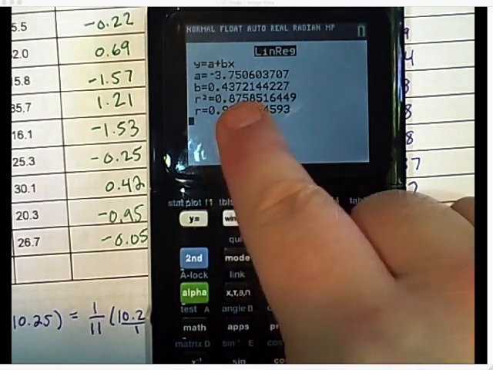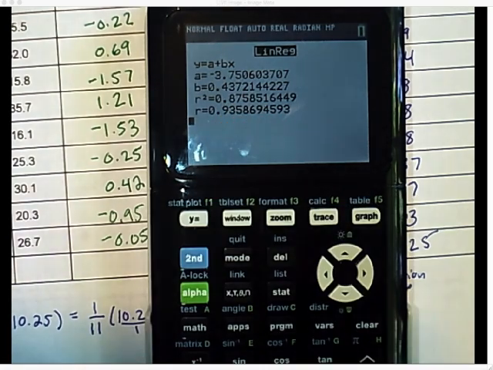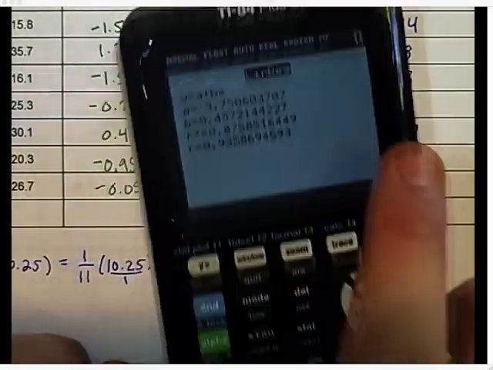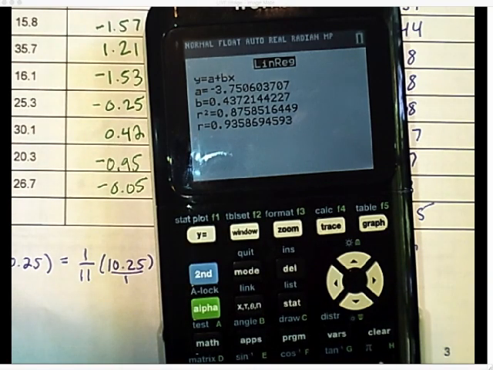It says 0.93. Well, if they rounded this, it would be 0.94. Remember I said we were going to get some rounding error here. But the calculator does all of that at once for us. That's the important point.